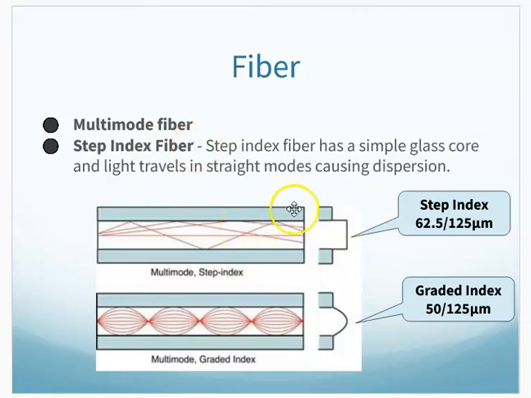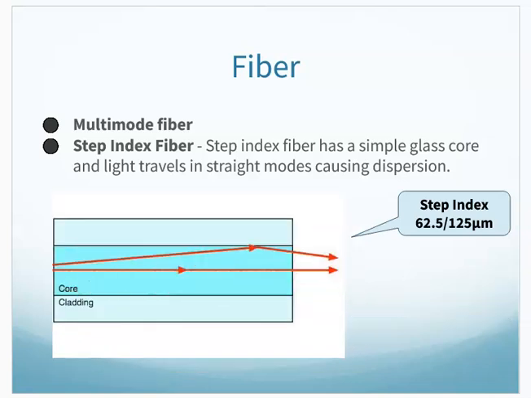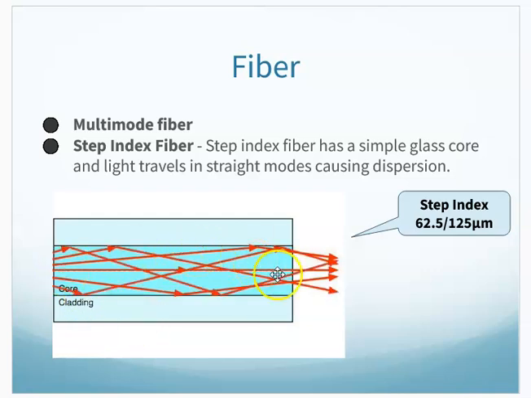Your step index is the larger core diameter, and it's going to almost, as you see here, act like a reflector and bounce the light, bounce the modes of light down the fiber. Meanwhile, the graded index down here, I don't know if I have that here. There's your step index. It's actually kind of bouncing the rays of light down the fiber.